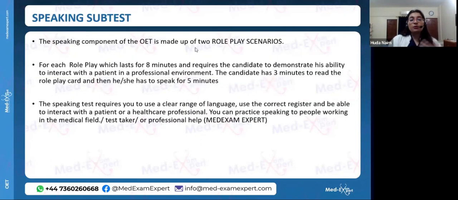So I think that was all about the different subtests of the exam. So any question, anything about the different subtests that is not understood? So I'll take a few questions as well.